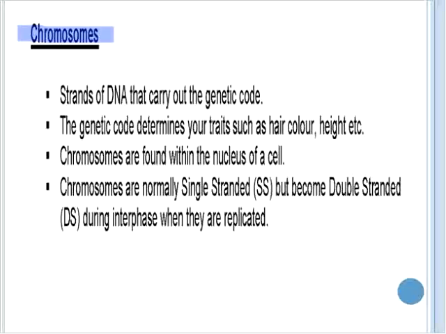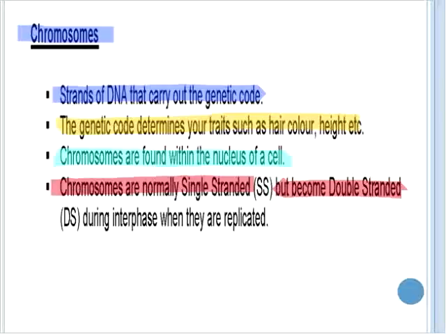Chromosomes, these are the strands of DNA that carry out the genetic code. Remember, the genetic code determines your traits, your hair color, height, etc. Chromosomes are found within the nucleus of a cell. And chromosomes themselves are normally single-stranded, but they will become double-stranded during interphase when they're replicated.